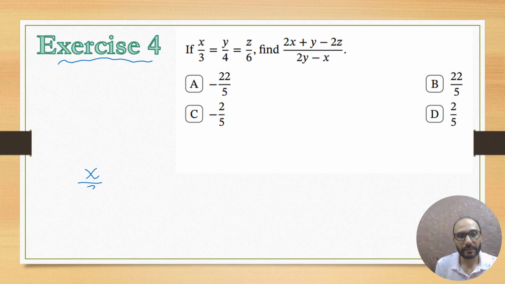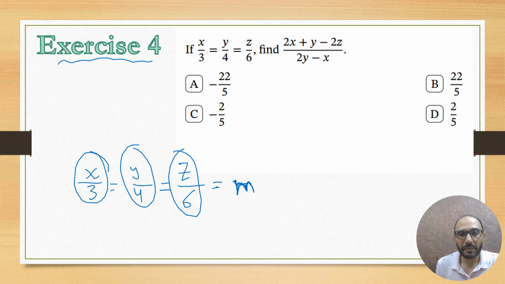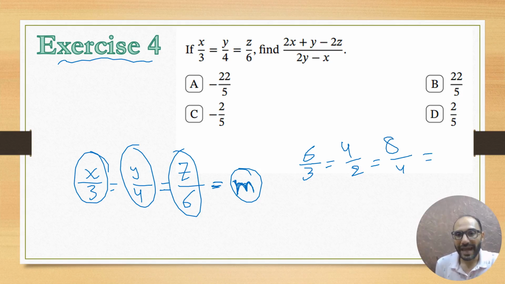If x over 3 equals y over 4 equals z over 6. We said before that any number of equal ratios to each other is called a proportion form, or it is one of the forms of proportion. And there must be a certain value, let's say m, or any letter, any expression. X over 3 equals y over 4 equals z over 6, it must equal a certain value, which is m. As an example, if I say that 6 over 3 equals 4 over 2 equals 8 over 4, all of them at last equal 2. 6 divided by 3 equals 2, 4 divided by 2 equals 2, 8 divided by 4 equals 2.